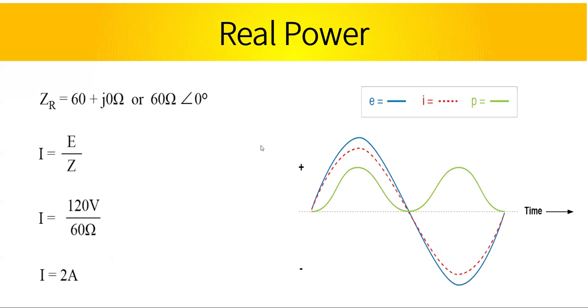So if we have a sine wave, and the blue one is the voltage, and the red dotted line is the current, you see it's in phase. And the green is the power. So the power curve is positive above zero and follows the magnitude of the voltage. It doesn't change sign because it's real power. And the average power is going to be like a line right through there, or the RMS power.